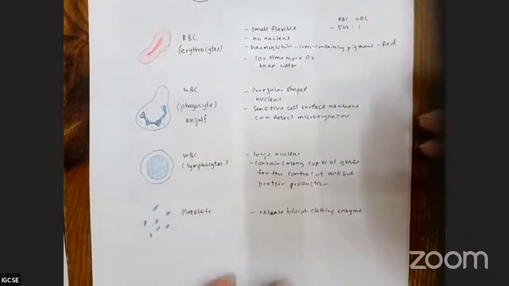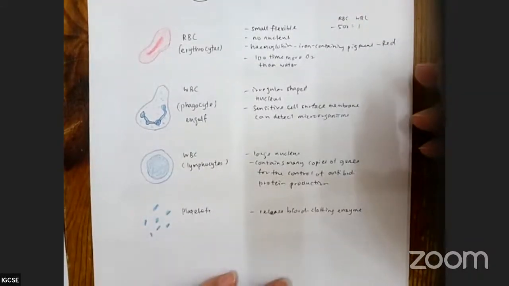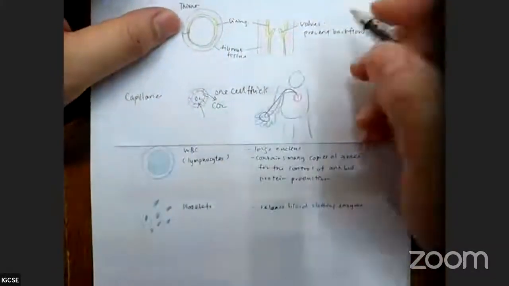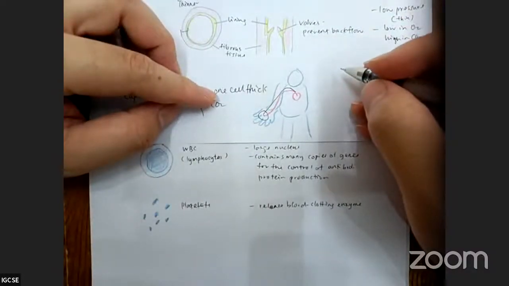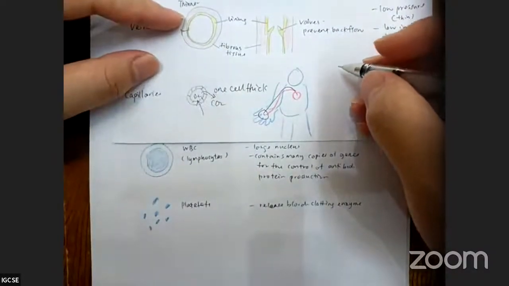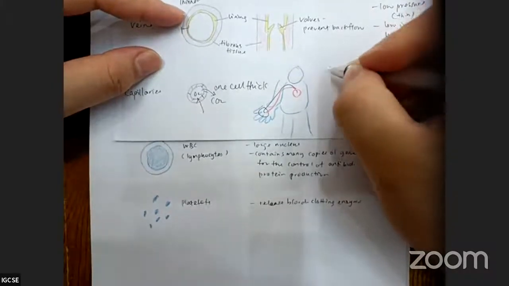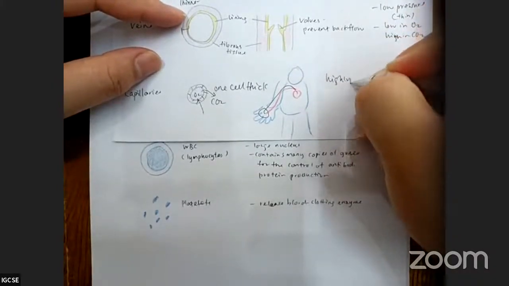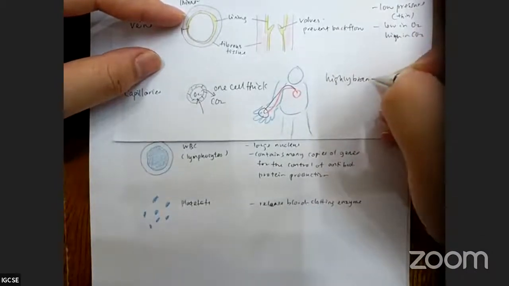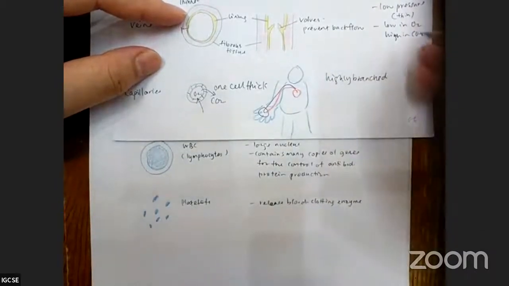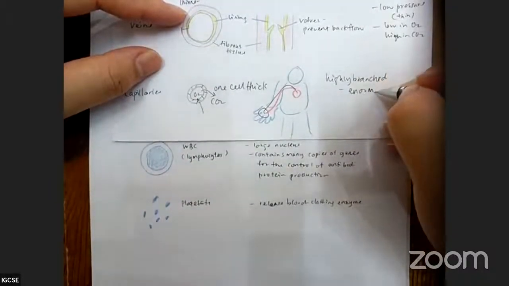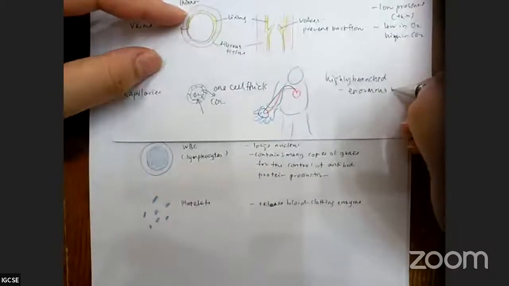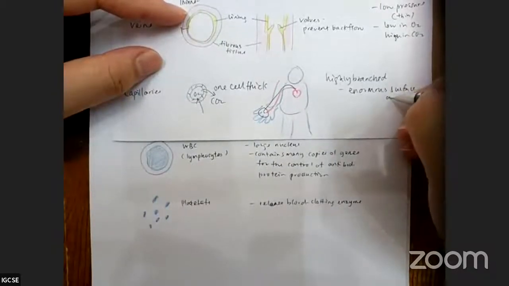Another word I suddenly remember, not only one cell thick, another feature, the property of the capillary, is also that it is highly branched, so that it can give an enormous larger surface area.